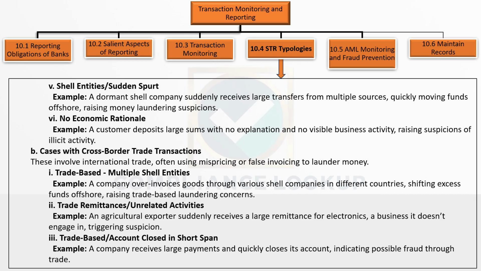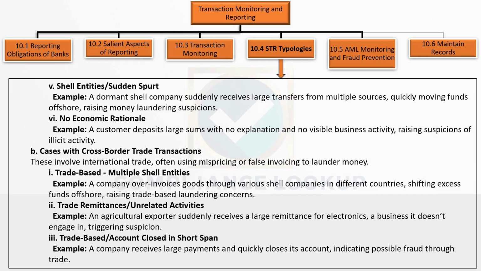Second, trade remittances, unrelated activities. Funds transferred for trade purposes that don't match the stated nature of the business are a red flag. Example: a company that normally exports agricultural products suddenly receives a large remittance from a foreign buyer for the sale of electronic equipment. The company has no history of dealing in electronics, and the transaction is flagged as suspicious.